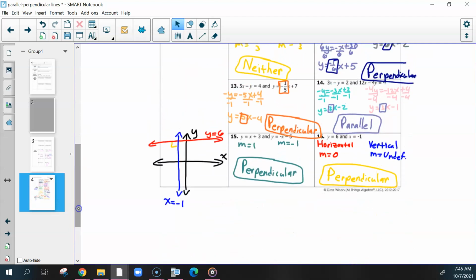For those three, 13 was perpendicular. After you solve this one, you should have got a slope of 5. 14, they were parallel. After solving both, you should have got they both had a slope of 3. And 15 was perpendicular because 1 and -1 are negative reciprocals. Questions on any of those three?